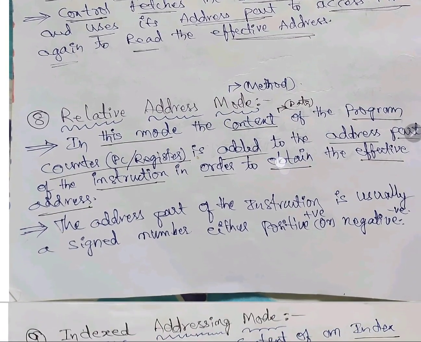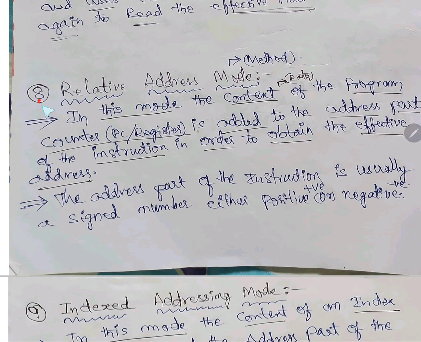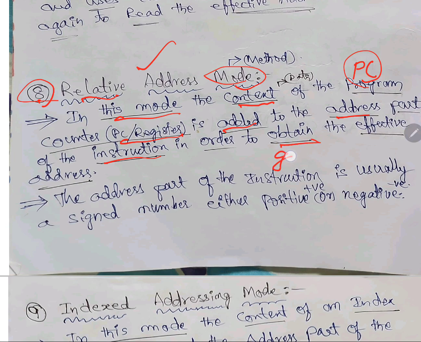Now we have the eighth one, relative address mode. Mode means the method of accessing data. In this mode, the content of the program counter, PC, which is one type of register, is added to the address part of the instruction in order to obtain, that means gain, take, the effective address. Effective address means direct address. Direct address will be taken.